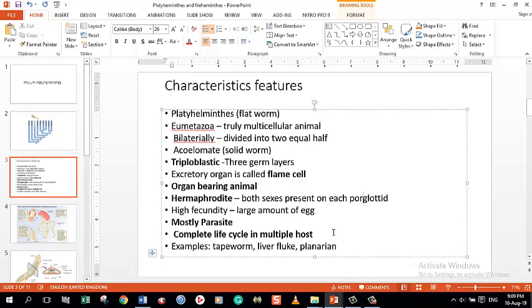The life cycles are completed in multiple hosts. This is because the life cycle is so complex that it needs 2-3 hosts to complete. Therefore, it produces a large amount of eggs, and out of at least 100 eggs, 50% or less will have a chance to survive. So the life cycle is mostly completed in 2-3 hosts, so they have multiple hosts. Examples of these flatworms are tapeworm, liver fluke, and planaria.